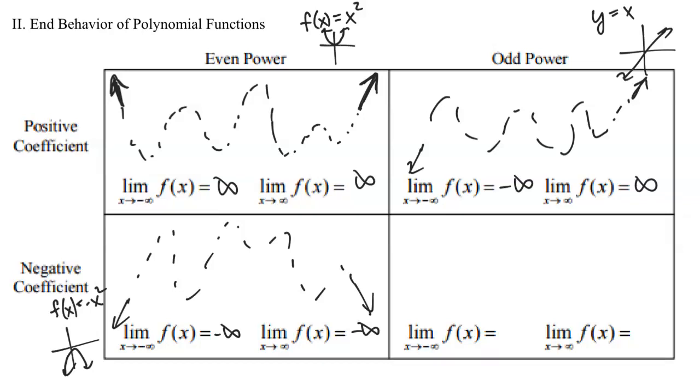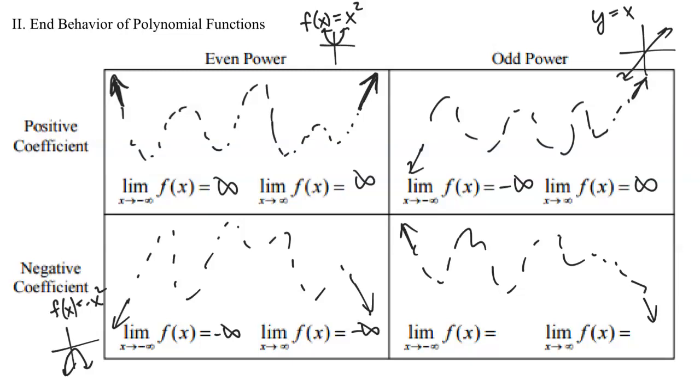If I stick a negative coefficient in front of that function, remember from section 1.6, that just reflects the function over the x-axis. And so instead of being down-up, it's going to be up-down. Again, what happens in the middle depends on the other terms, but we know what's going to happen at the ends because of the leading term.